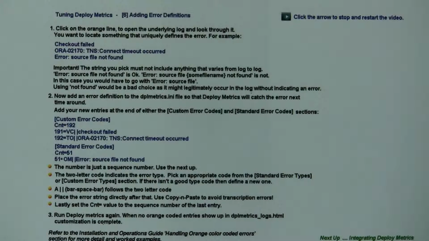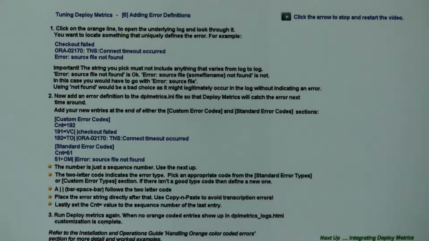Remember whether the orange line is for a custom or standard error, and click on the line to open the underlying log. Look through it until you find the point at which the migration failed. You want to locate a string which characterizes the failure. For example, error source file not found.